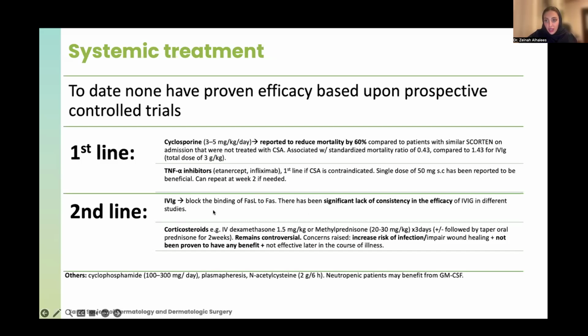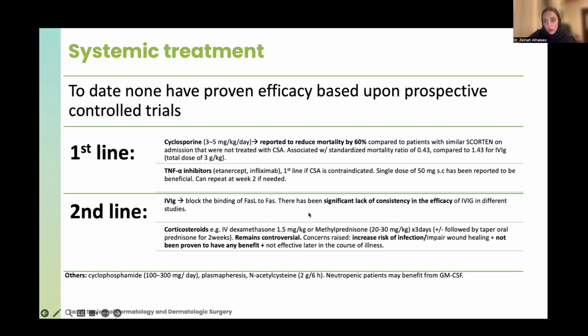But why don't we give IVIG as much anymore? So the concept is, remember when we were talking about Fas ligand in terms of cellular death? So this is what IVIG does. It goes and it blocks Fas ligand to Fas. However, in studies, it was shown that there was a significant lack of consistency of efficacy within IVIG, and that's why we don't tend to use it as a first line. How about corticosteroids? So you can either give them IV dexamethasone or methylpred, followed by an oral taper.